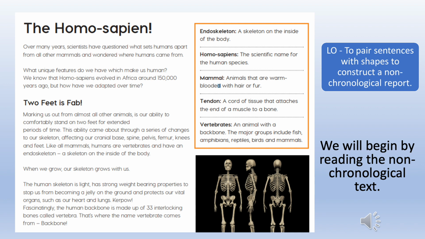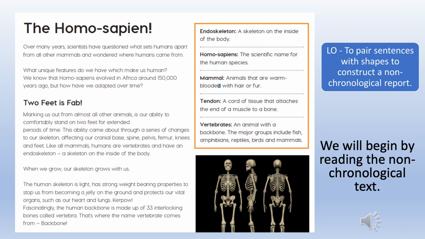The Homo sapien. Over many years, scientists have questioned what sets humans apart from other mammals and wondered where humans came from. What unique features do we have which makes us human? We know that Homo sapiens evolved in Africa around 150,000 years ago, but have we adapted over time?